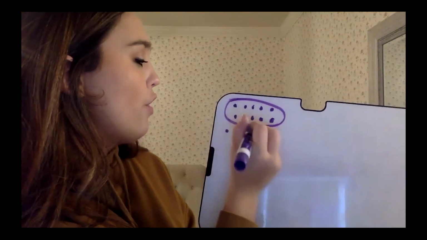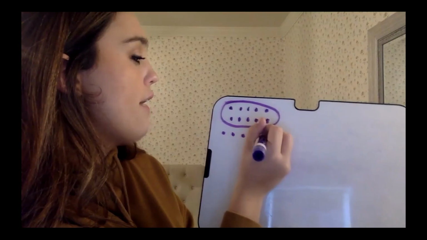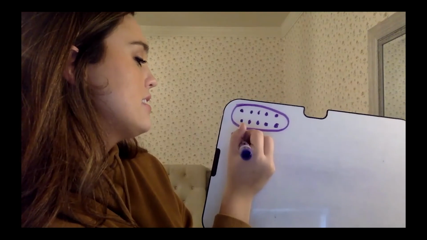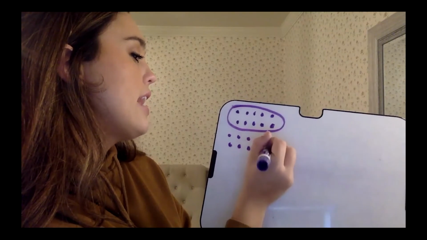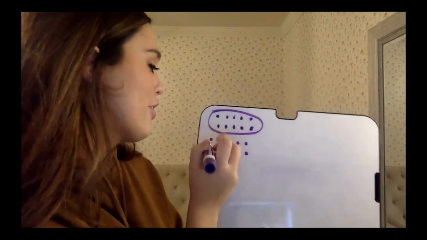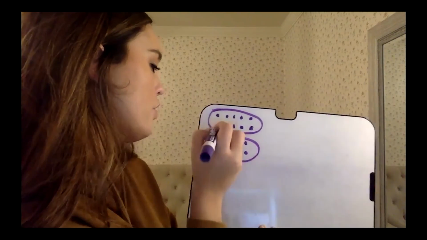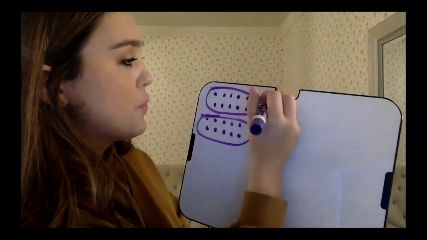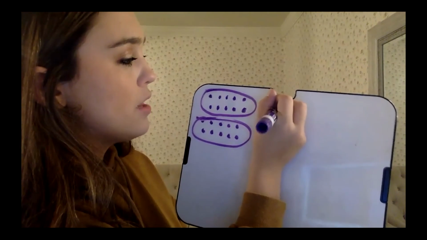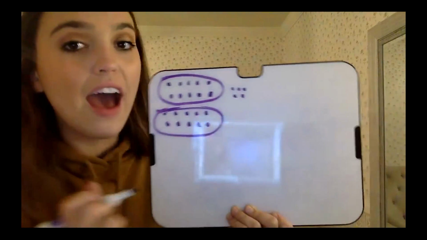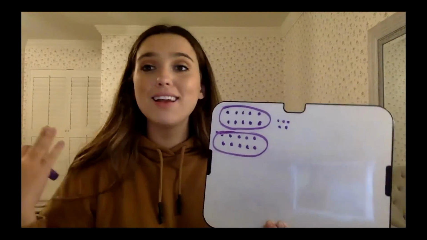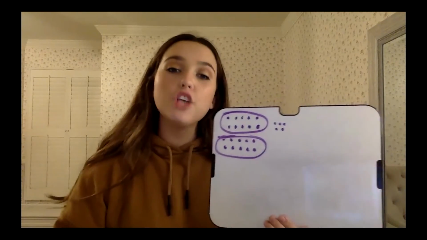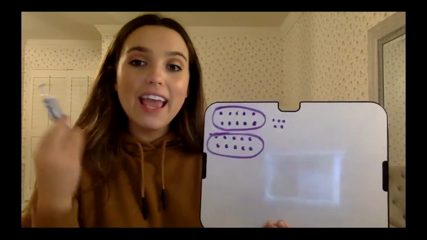11, 12, 13, 14, 15, 16, 17, 18, 19, and 20. Again, I see another group of 10, so I'm going to go ahead and give that a nice circle. Okay, so that's 20, and he said that he had 25. So let's continue. 21, 22, 23, 24, and 25. We cannot make another group of 10 because there is not another group of 10 to make. So we've grouped all we can, and we're going to move on to the next number.